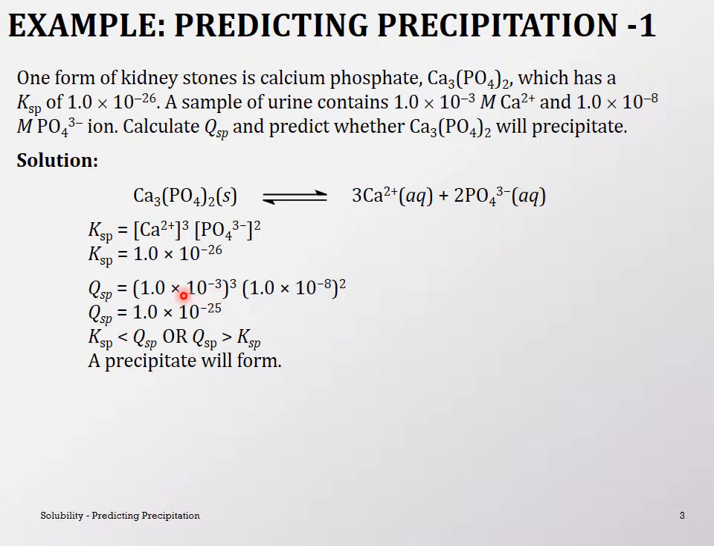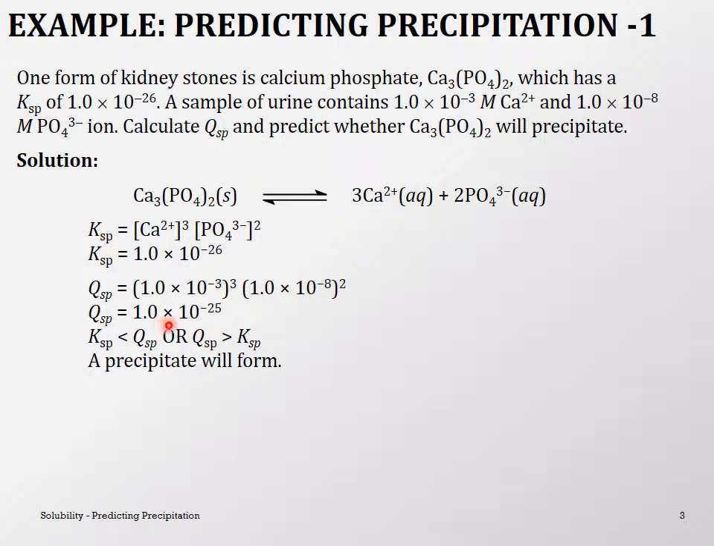For calcium ion, we have 1.0 times 10 to the negative 3. That is given to us here, and this is to the power of 3. And the concentration of phosphate ion is also given to us, which is 1.0 times 10 to the negative 8. And that is the concentration of phosphate ions in the solution, and that you will raise to the power of 2. And so then QSP is equal to 1 times 10 to the power of negative 25.